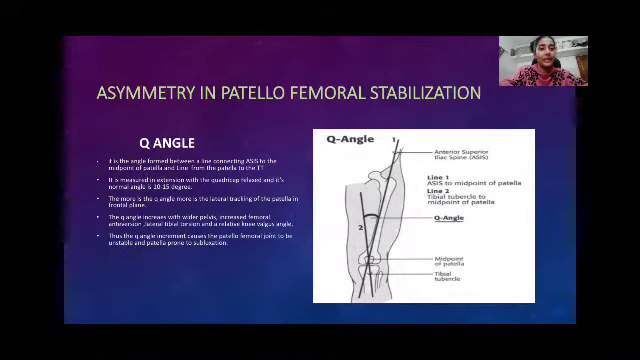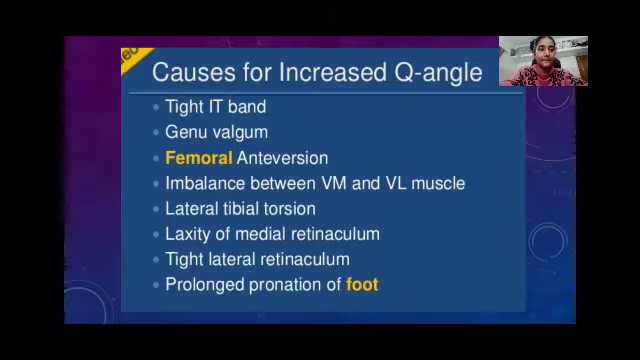So thus the Q angle increment causes the patellar joint to be unstable and the patella is prone to subluxation. What are the causes for the increased Q angle? Tight IT band. When the IT band is tight, it is located laterally from above to the Gerdy's tubercle on the lateral tibial condyle. So when it contracts, it will cause the tibia to be laterally rotated. So the tibial tuberosity will also be laterally rotated, and the Q angle will go on increasing.